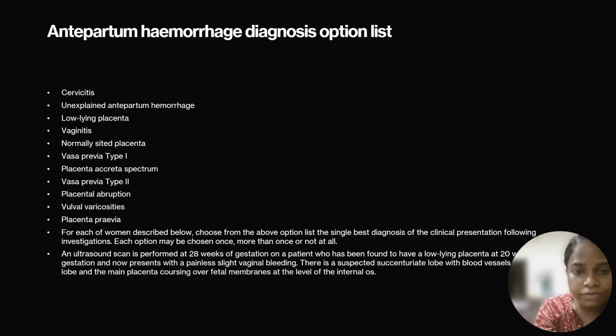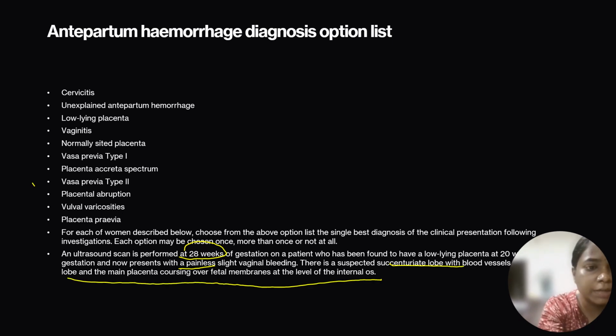Ultrasound at 28 weeks gestation has found a low-lying placenta. Now she presents with painless bleeding. Suspected succenturiate lobe, with blood vessels from the main placenta crossing over the fetal membrane. So it is vasa previa type 2.